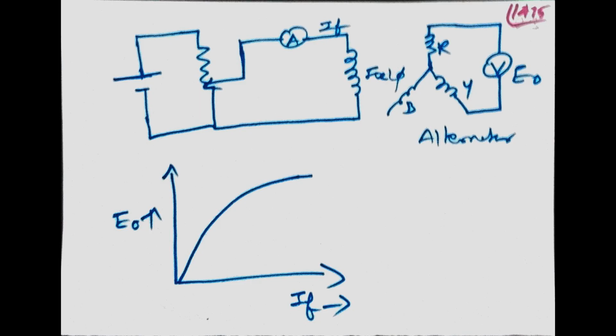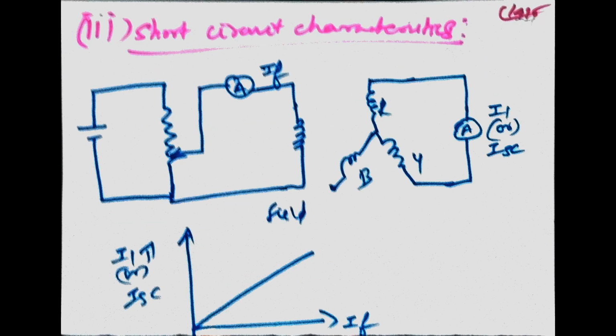Short circuit characteristics. It is obtained by short circuiting the armature, that is the stator winding, through a low resistance ammeter. The excitation is so adjusted as to give 1.5 to 2 times the value of full load current. During this test, the speed, which is not necessarily synchronous, is kept constant.